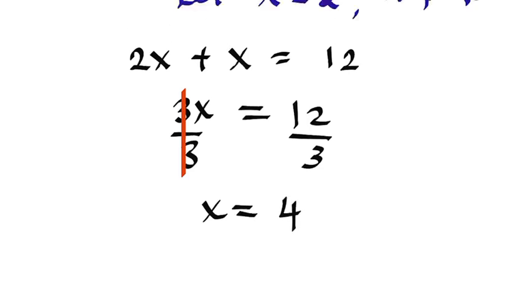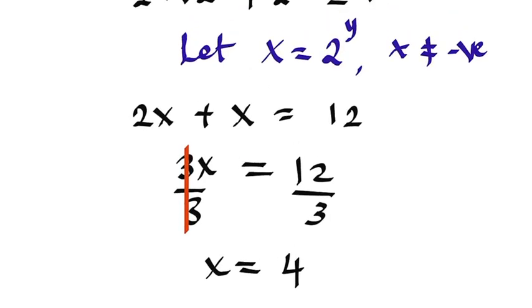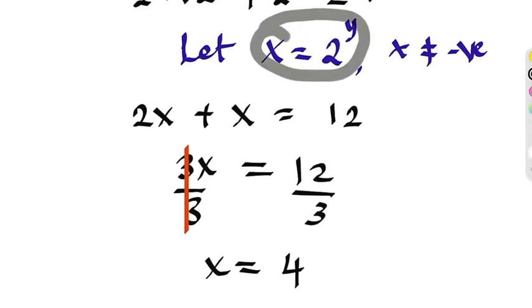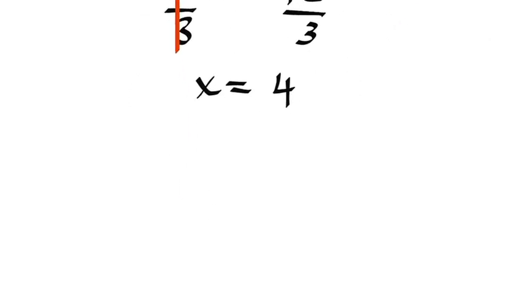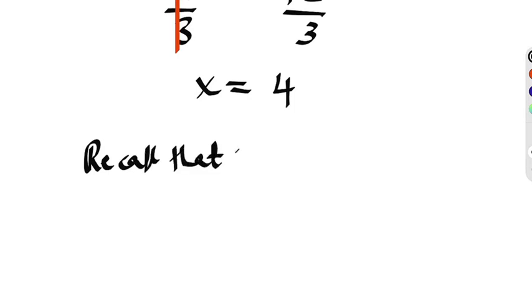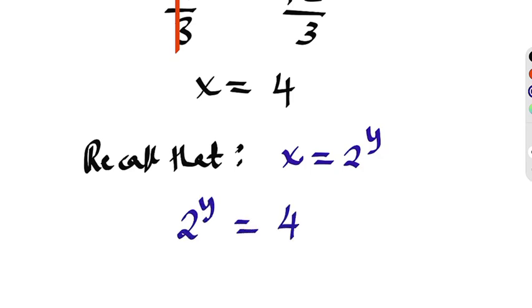So now don't forget that the x that we have here, we introduced the x. Therefore, we recall that x is equal to 2 to the power of y. So therefore, 2 to the power of y will be equal to 4.